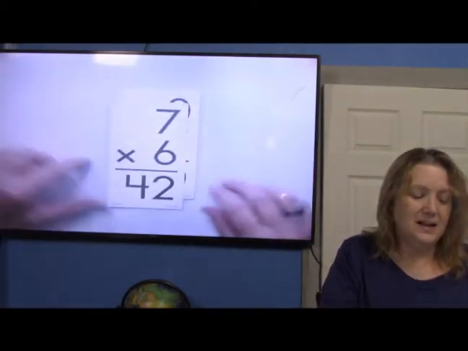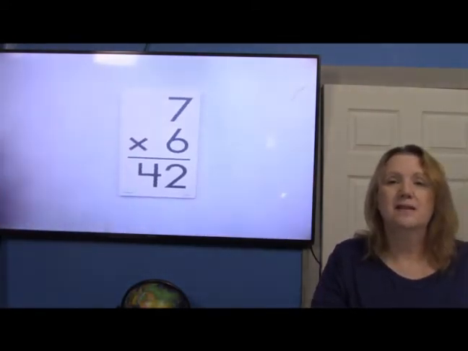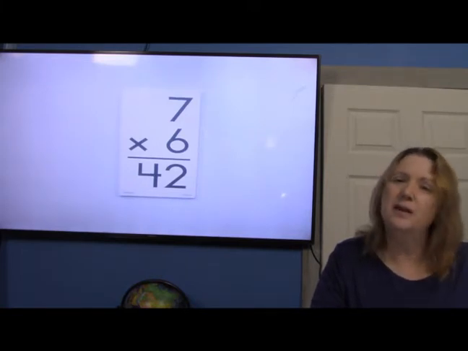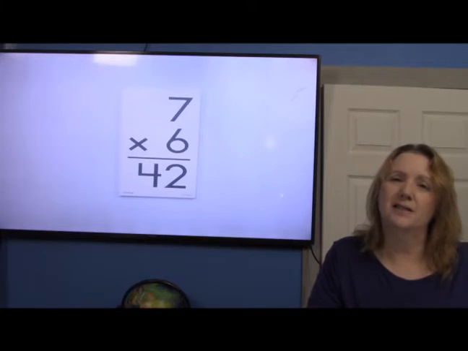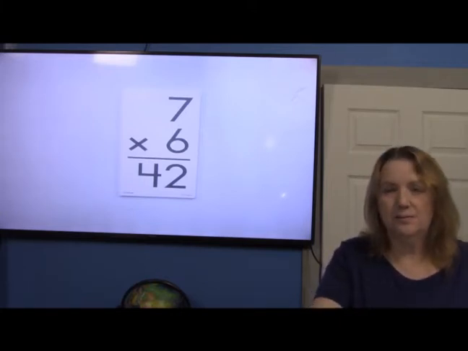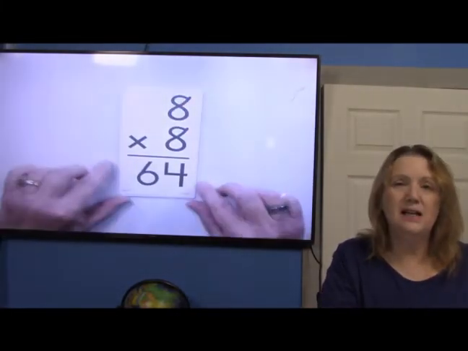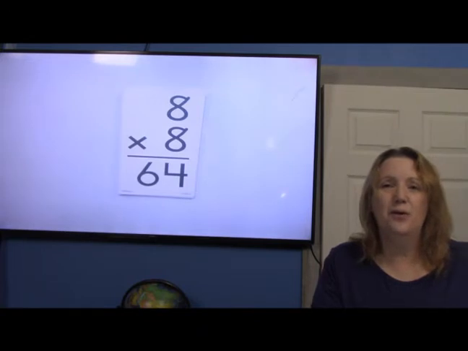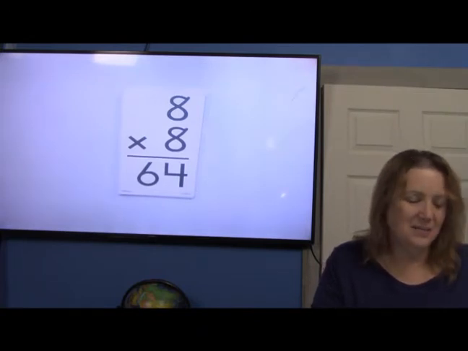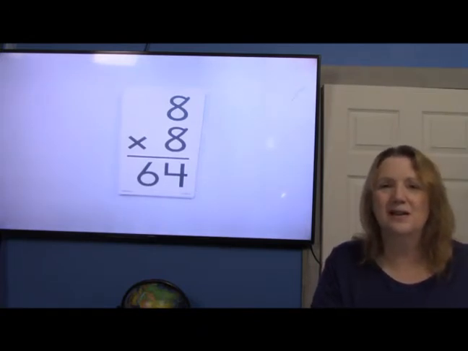7 times 6 is 42. This is one that a lot of people forget, so we're going to study this one extra hard. I ate till I fell on the floor. 8 times 8 is 64. There we go. 8 times 8 is 64. We'll see how you did there.